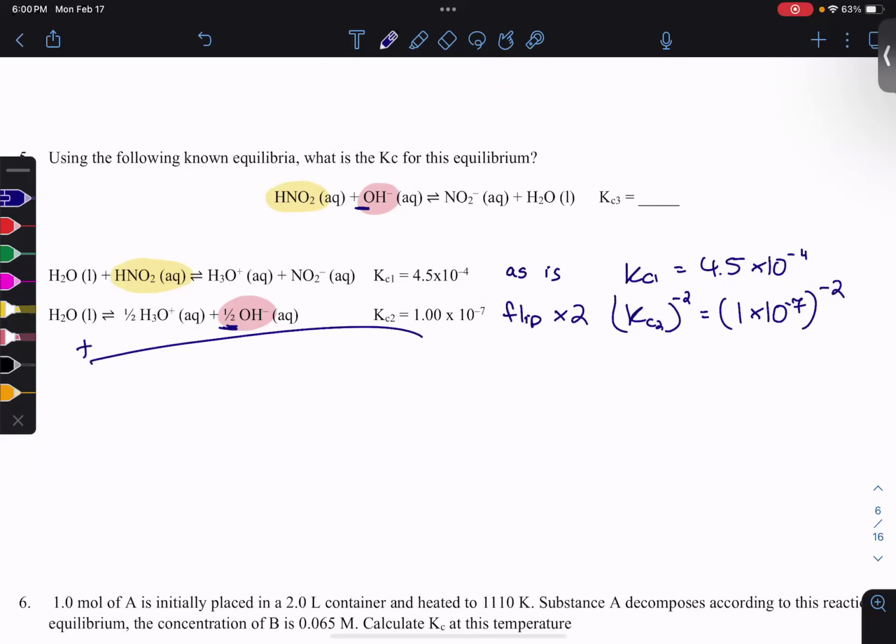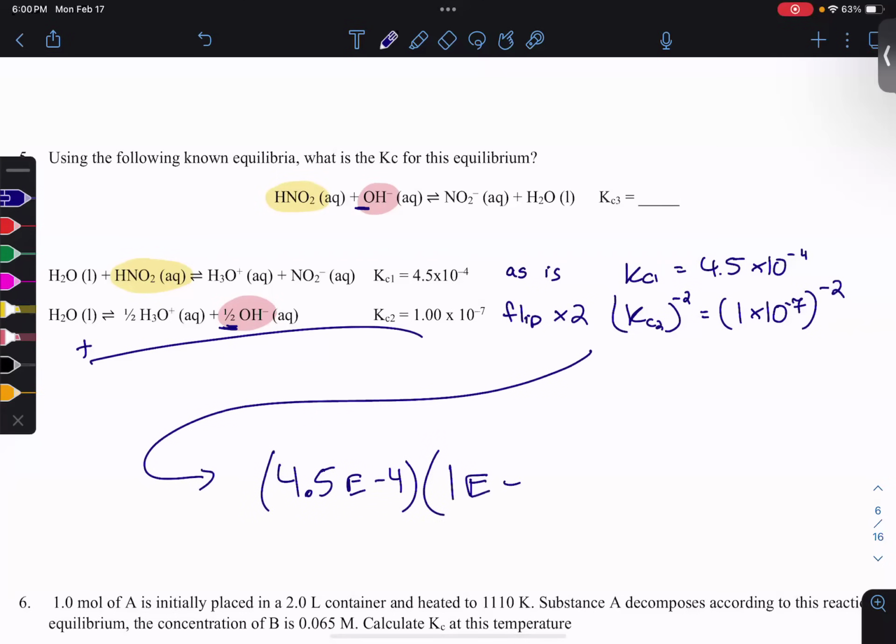So when we add these 2 reactions, we do not add the K's, we actually multiply everything together. So what we're going to put in our calculator is 4.5E-4, times 1E-7 to the power of -2. That is what you're going to put in your calculator, right? See, we're multiplying those K's together, and all the manipulations we do become exponents.